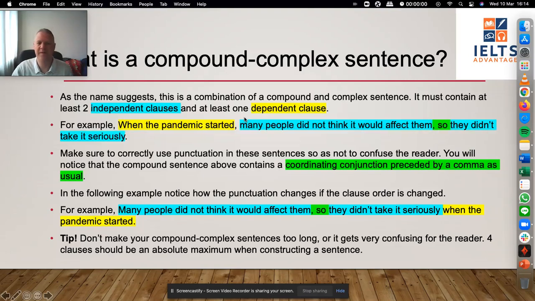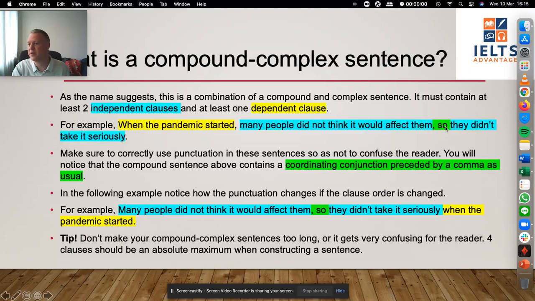For example, "when the pandemic started." This is a dependent clause. If I just said "when the pandemic started" on its own, it doesn't make sense. I need extra information. So we're going to follow this with an independent clause. When the pandemic started, comma, many people did not think it would affect them. If we just put these two together, that would be a complex sentence. But now I'm going to add another independent clause. When I add the other independent clause, I use a FANBOY. We're highlighting these FANBOYS in green here. So we've got the FANBOY, the coordinating conjunction, and the comma. So many people did not think it would affect them.